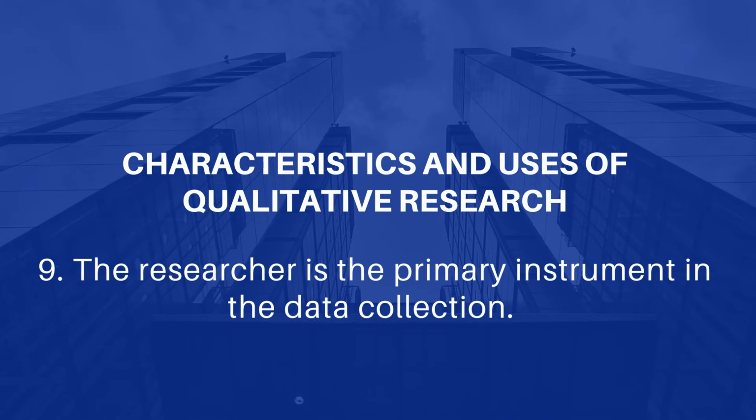Number 9, the researcher is a primary instrument in the data collection. If the survey and the numbers, figures are the instrument in the quantitative research, here in qualitative research, the researcher who is making the interpretation is a primary instrument. So he or she views social phenomena holistically. It looks at the different aspects of the variable chosen. The more complex, interactive, and encompassing the narrative, the better is a qualitative study.